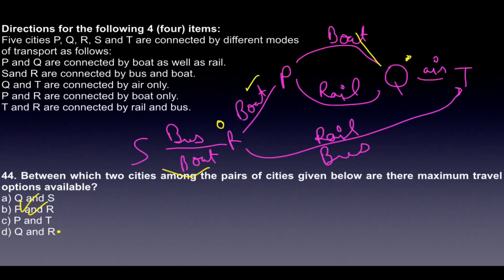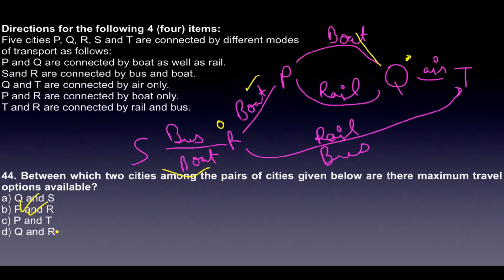So let's say P and R. So P and R is straight away from boat. Why? There is no other option available. You can go by other route, but it doesn't make sense. Then between P and T, again you can go to Q and then to T. So there is no bus in between. So P and T also goes.